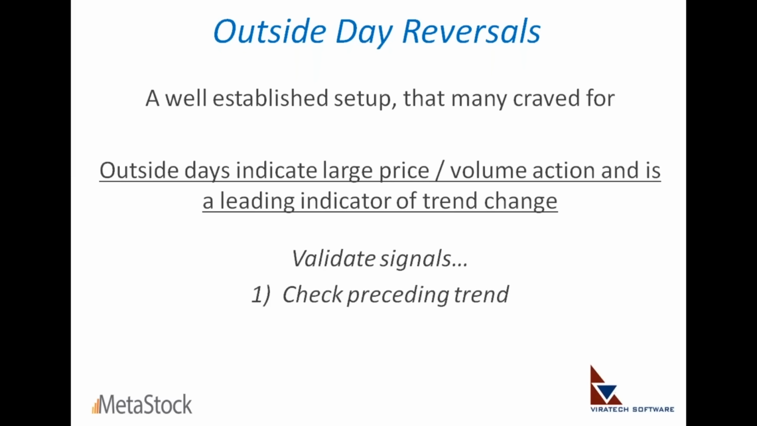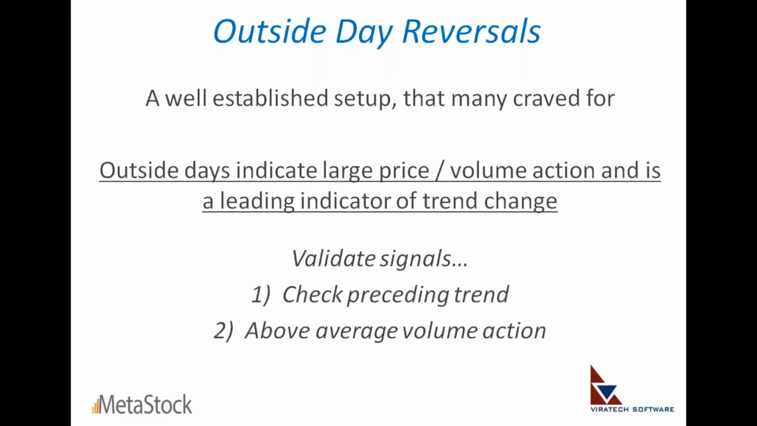So what are the two things we want to make sure when we look for these outside day reversals? We're looking for a preceding trend. So in other words, if I'm looking at a down reversal, obviously the preceding trend has got to be up. Similarly, if I'm looking for an up reversal, I've got to be having a downtrend behind me. So if there's a downtrend behind me, I get an upward reversal coming in. That's going to give me a signal of trend change. So check the preceding trend.